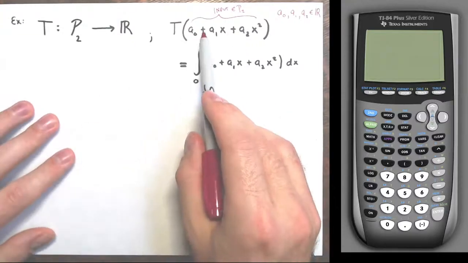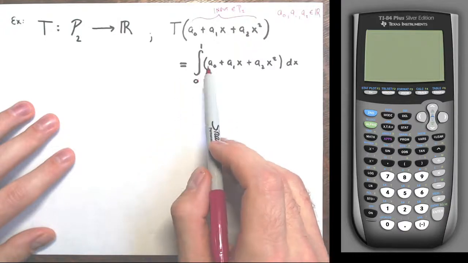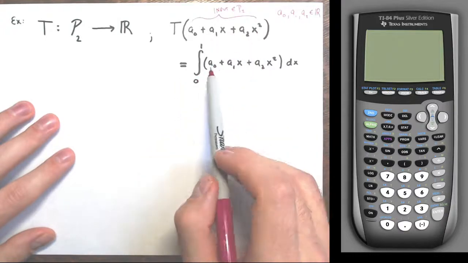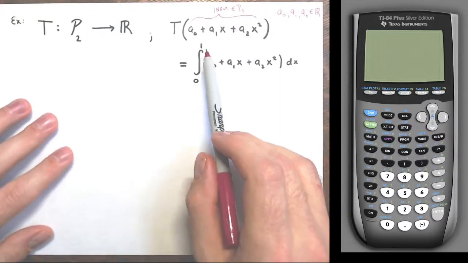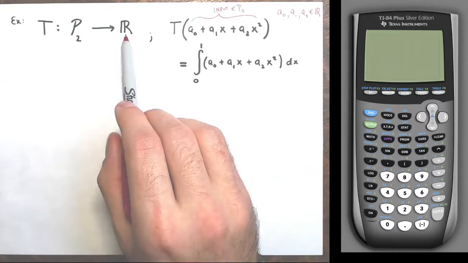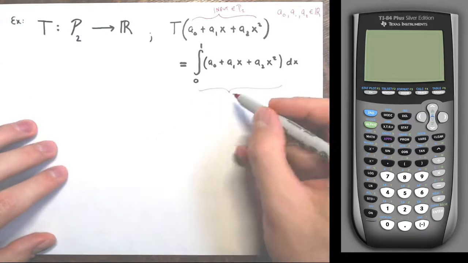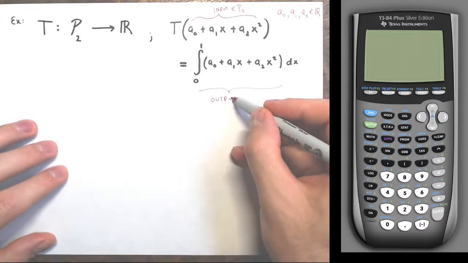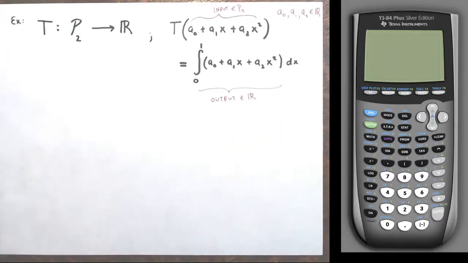And there's my input, and the output is a definite integral of this polynomial from 0 to 1. Remember, when you take the definite integral over a specific interval, you get just a real number back. That's why my codomain here is the real numbers. So my output here belongs to the reals. So let's play around here. I'll just practice evaluating this for certain inputs.